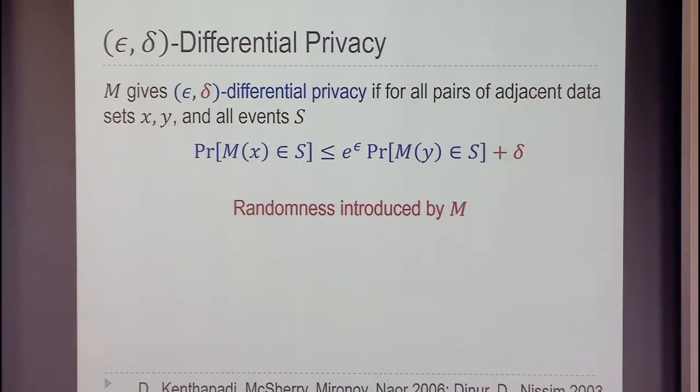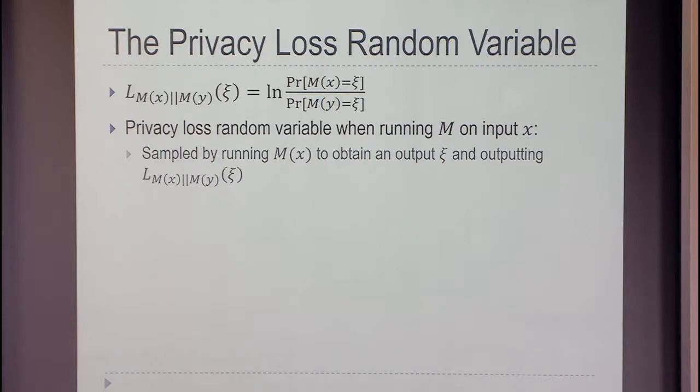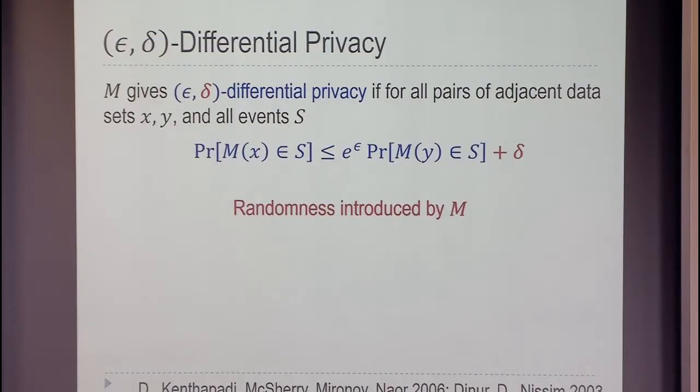Great. So our original definition of differential privacy is just epsilon 0 differential privacy. We just set delta to 0 to get rid of that term. Okay. Good.